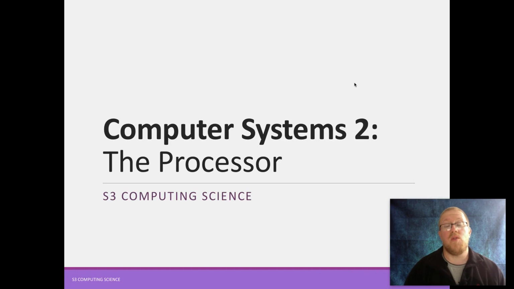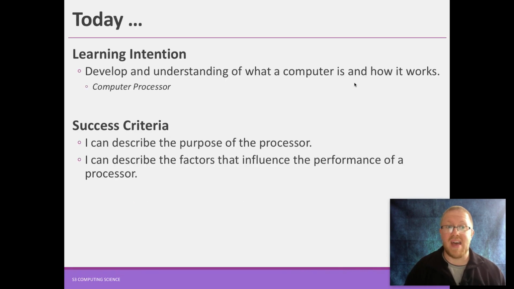We already know the computer processor is the brains of the computer, and everything that a computer does goes through the processor. So this week we're looking in a bit more depth at what that actually means. By the end of this week's lesson, you will be able to describe the purpose of the processor, and you'll also be able to describe the factors that influence the performance of a processor and therefore the wider computer system.